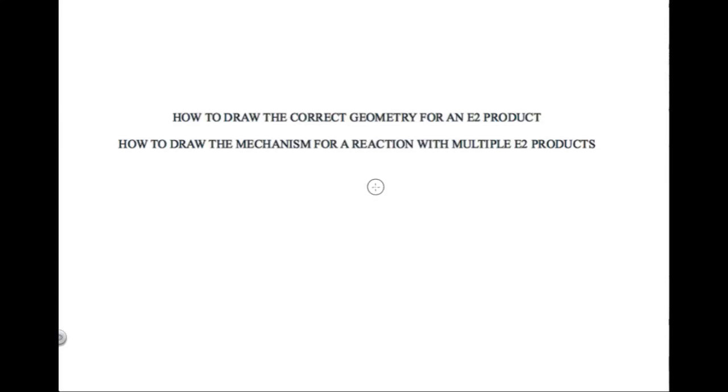In this video, we will discuss how to draw the correct geometry for an E2 product. And we will also discuss how to draw the mechanism for a reaction with multiple E2 products. Let's begin by discussing this issue of molecular geometry.